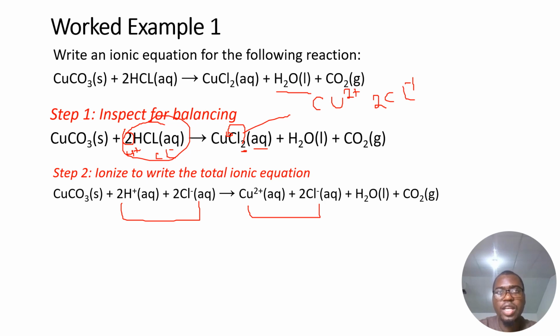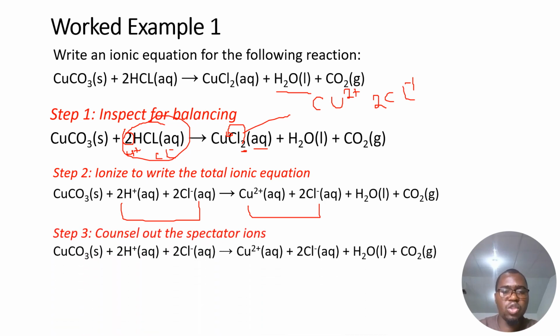And then after you do that, you look for H2O. H2O is liquid, so this is not aqueous. It can't split. We leave it alone. Carbon dioxide is gas, which is not aqueous, so we are also going to leave it alone. After we ionize, now we can cancel out the spectator ions. So step 2 and 3 can actually be done together. If you are writing in the exam, you don't need to waste space. After ionizing, you are going to cancel out what we call the spectator ions.